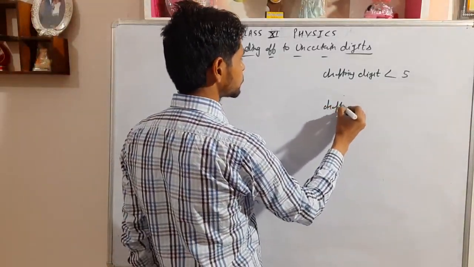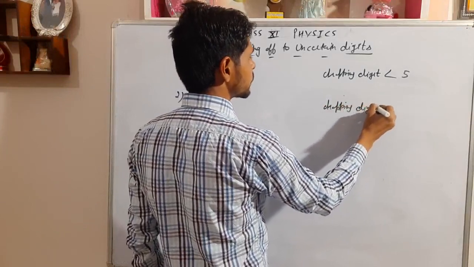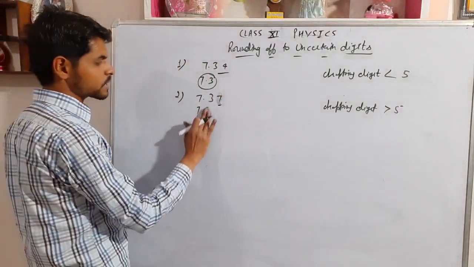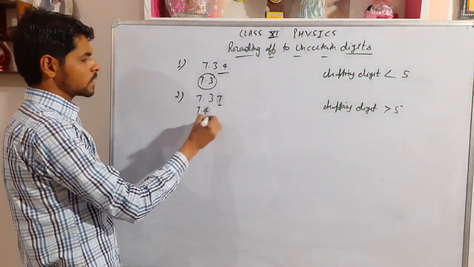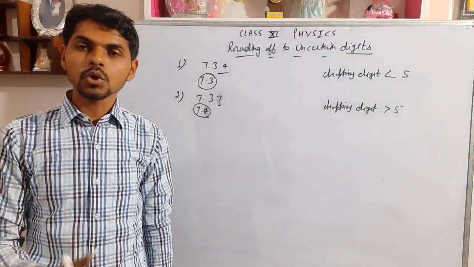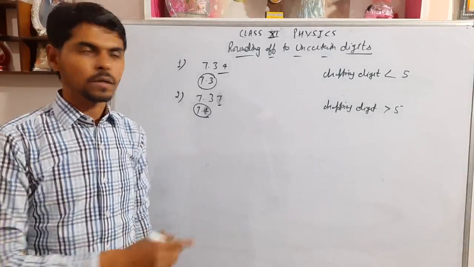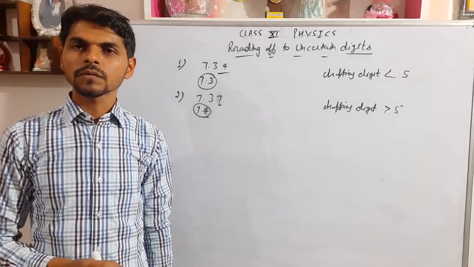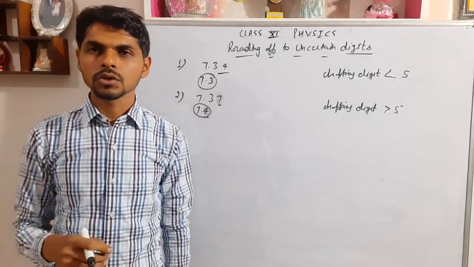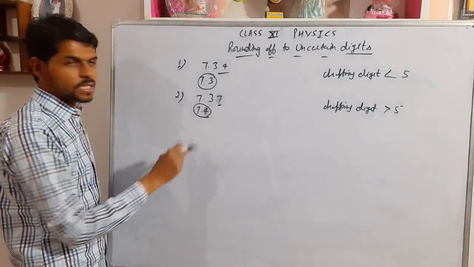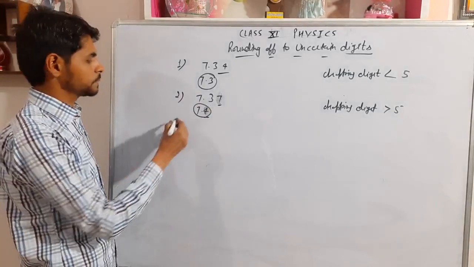If the dropping digit is greater than 5, the previous digit is raised by 1. So what is the previous digit? That is 3. It will be raised by 1 and becomes 4. So the answer is 7.4. The digit we drop, we do not require. The number has 3 significant figures, and we were asked to round it off to two, so 7 was to be dropped, and since the dropping digit is greater than 5, the previous digit is raised by 1. So the answer is 7.4.